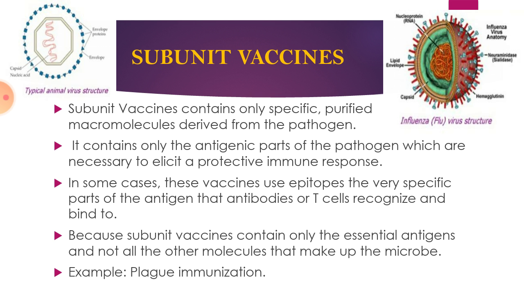Subunit vaccines. Subunit vaccines contain only specific purified macromolecules derived from the pathogen. They contain only the antigenic parts of the pathogen which are necessary to elicit a protective immune response. In some cases, these vaccines are epitopes, the very specific parts of the antigen that antibodies or T cells recognize and bind to. Because subunit vaccines contain only the essential antigens and not all the other molecules that make up the microbes, plague immunization is an example of subunit vaccines.